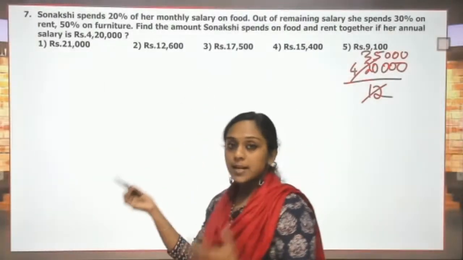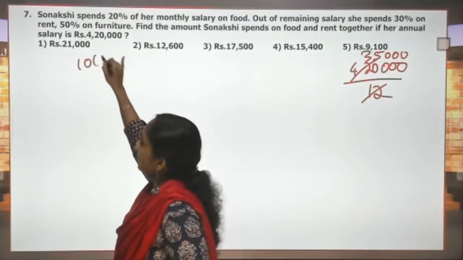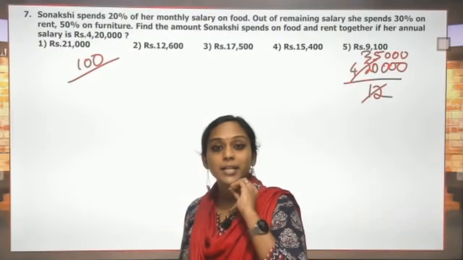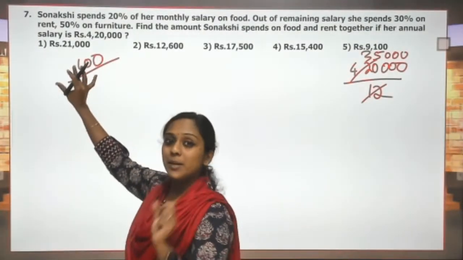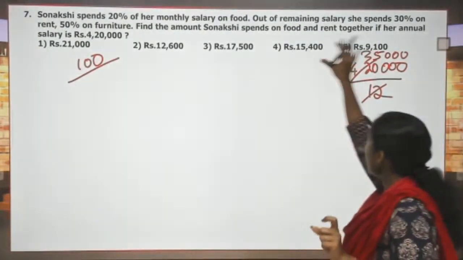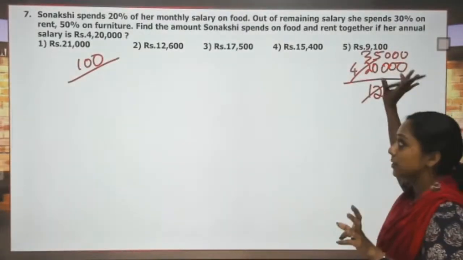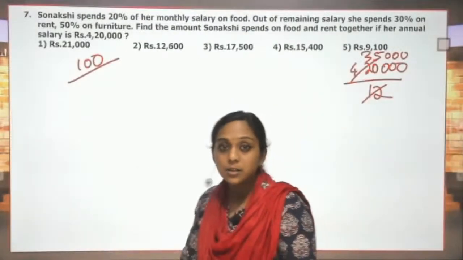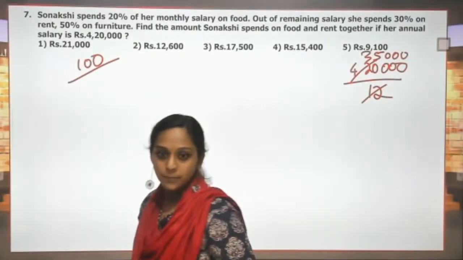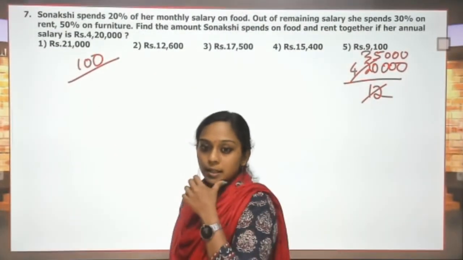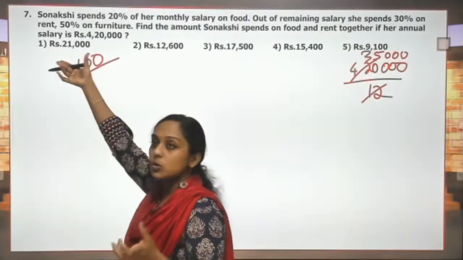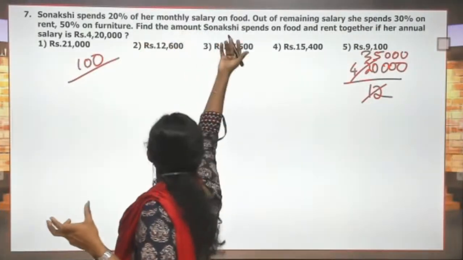Okay, so let's assume that the total monthly salary be 100. I am going to do it by assumption, let the monthly salary be 100. Actually her monthly salary is 35,000. I am assuming it as 100 so that I can easily calculate. Yes, Malu, right answer. Okay, so I am starting the calculations.